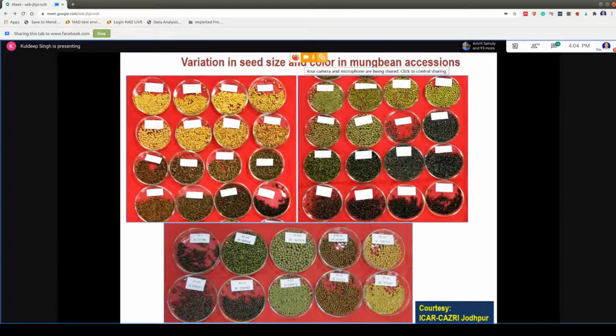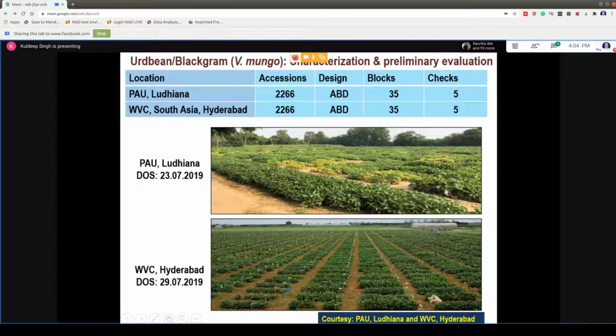See the variability in the color of the mung bean. See variability in the grain size. Very small grains to very bold grains here. See this here. See the color from yellow to black. This is urd bean. 2,200 accessions grown at Ludhiana and Hyderabad. This is Ludhiana, this is Hyderabad. All in the field conditions.